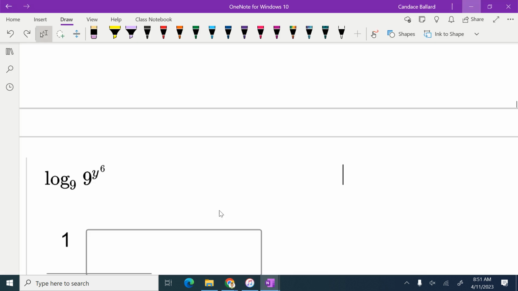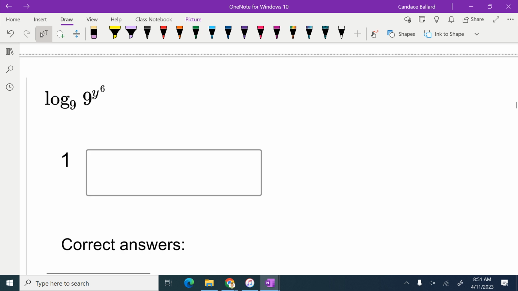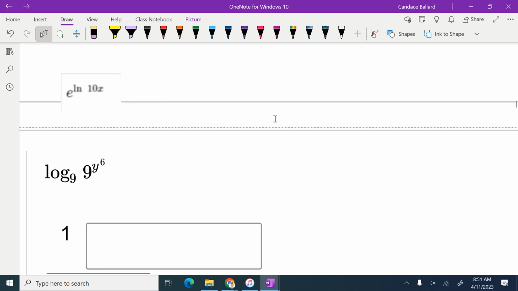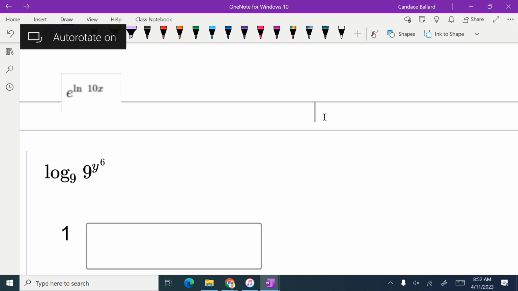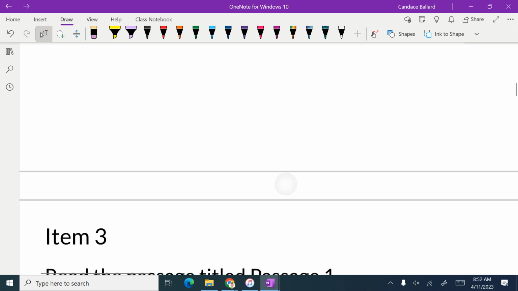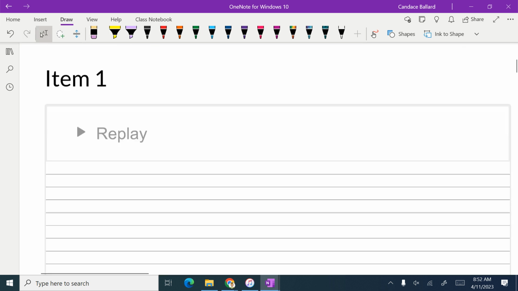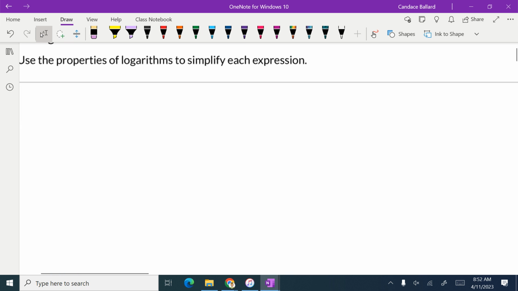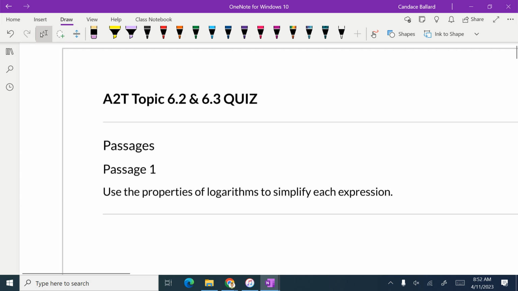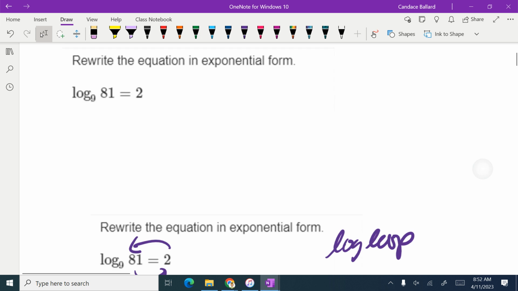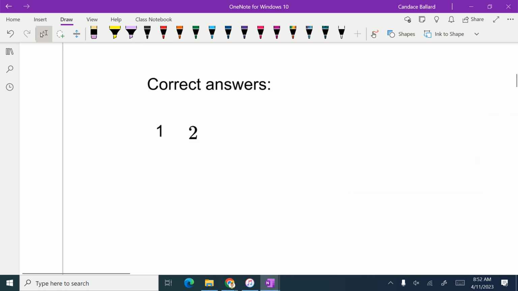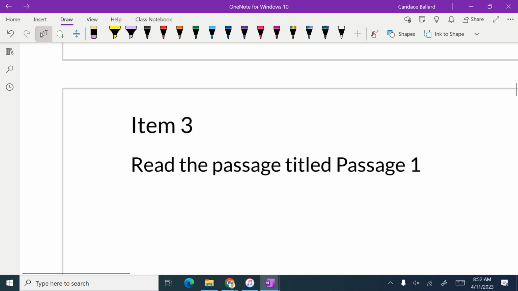Okay, the next one was interesting when I graded it. We had part of the concept down and part of it not. Okay, so those were the 2 problems. You might have had different numbers. The instructions were, it's way up here: use the properties of logarithms to simplify each expression. These were the easiest 2 questions on the test, and lots of people did not get them right.